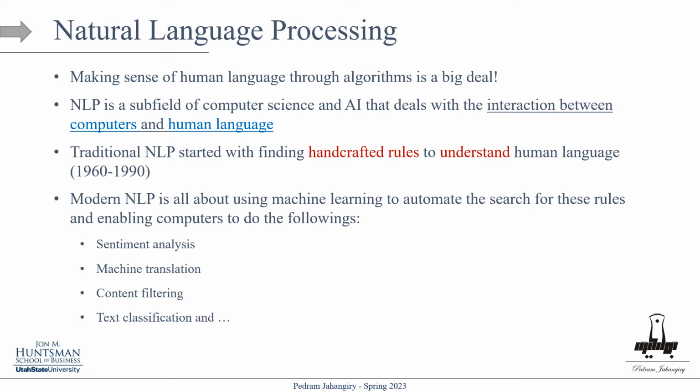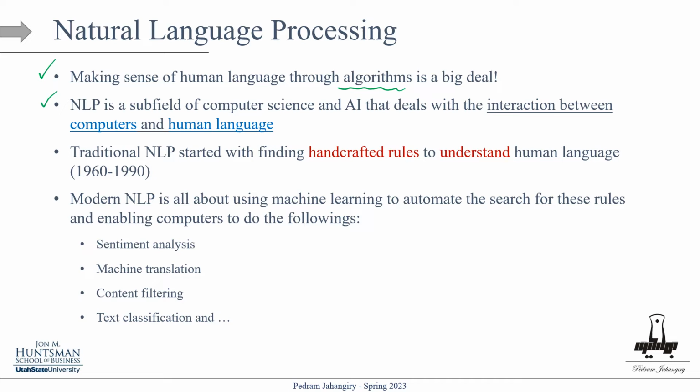All right, so natural language processing, what is it? As I said earlier, because human language is complex and ambiguous, making sense of this human language through a bunch of algorithms is a big deal and it's difficult, right? And NLP is basically there to make that happen. So NLP is a subfield of computer science and AI that deals with the interaction between computers on one side and human language on the other side. However, again, this is a difficult task.